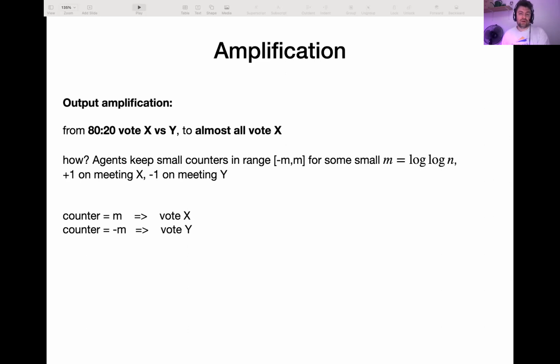And then we can employ a technique called amplification, where imagine we are in a scenario where, let's say, 2/3 of the population votes X and 1/3 of the population votes Y. This is good, but not as good as we would like it to be. So the solution that we propose is that each agent keeps a small counter, and this counter goes up or down depending on the opinion of the last agent they interacted with. And essentially, log n states are enough for this counter to obtain a significant precision boost.